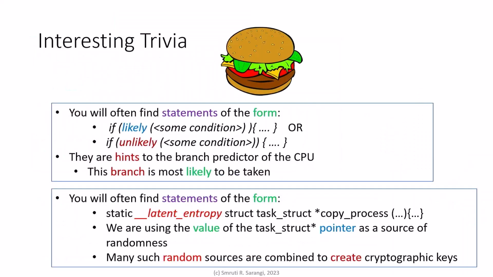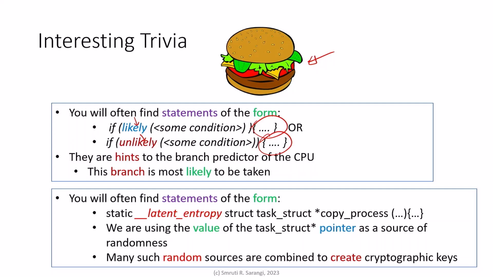So now our entire discussion on saving the context and restoring the context is done. We will have one slide on some interesting trivia, right? So whenever you see the burger like this, it's a good food for thought. So you'll often find statements of the form likely and unlikely, right? So you'll always find likely some sort of condition, then you do something, with an if statement. So likely and unlikely are basically hints that you are giving to the branch predictor in hardware that this branch over here will most likely always be taken, right? And similarly, this branch, it's always unlikely, right?